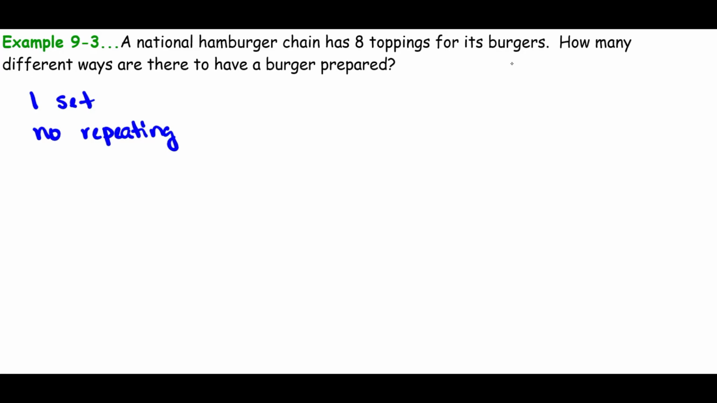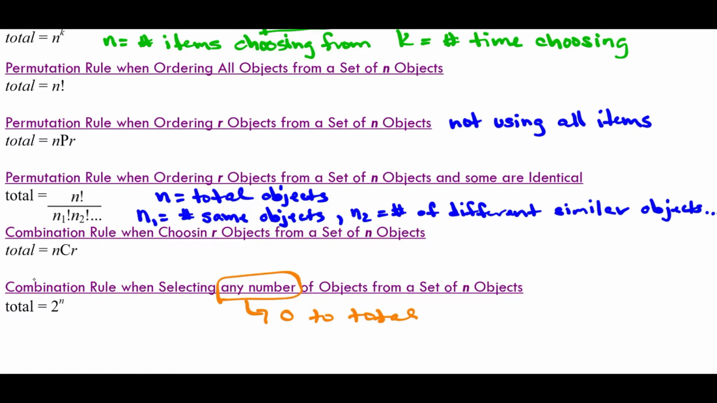Does order matter? So does it matter when you're getting your burger if you say tomato, cheese, and pickles, or if you say pickles, tomatoes, cheese? No, they're going to make the same burger for you. So order does not matter. So remember, if order does not matter, then we're doing a combination. So if you remember with combinations, once I make that decision that I'm doing a combination, we just have to decide, am I choosing a given set of r objects, or am I choosing any number of objects?